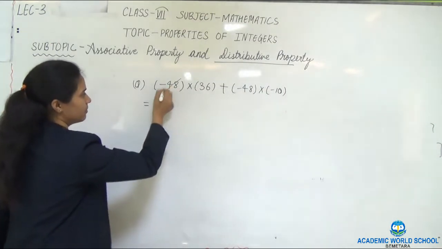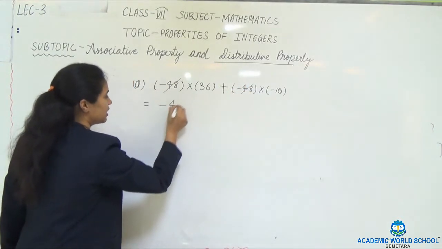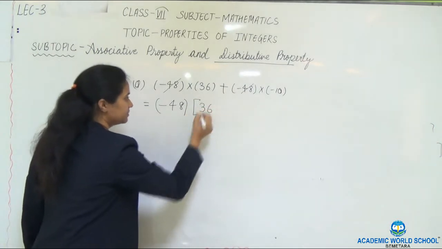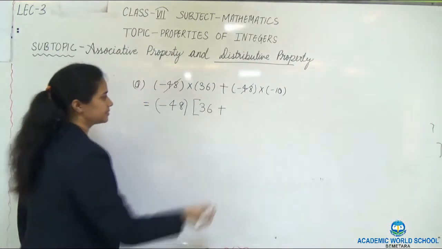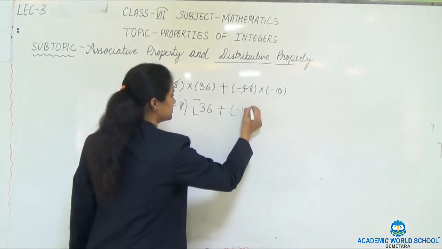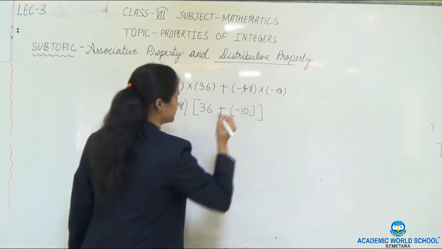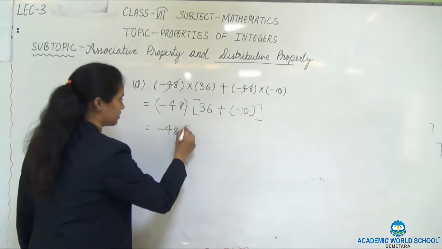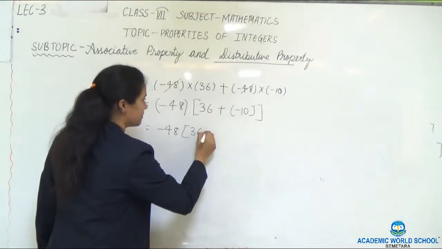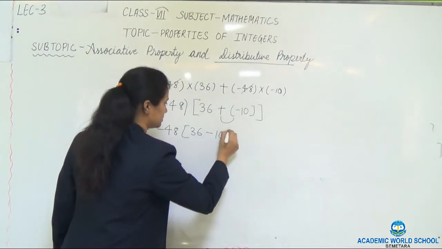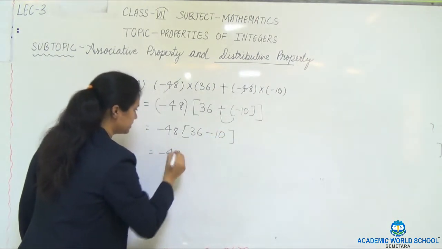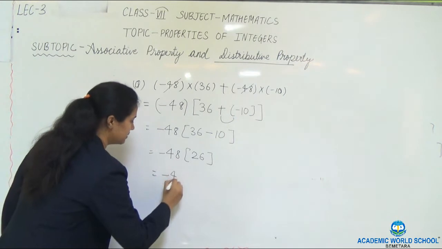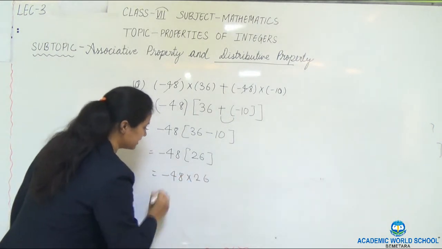What is common in all? Minus 48 and minus 48. Let me take out minus 48 common. Now what is left? 36 is there, plus sign is there, and minus 10 is there. So minus 48 into 36 plus minus 10, and you got the answer here 26. Now you can easily multiply 48 into 26 and get the answer.